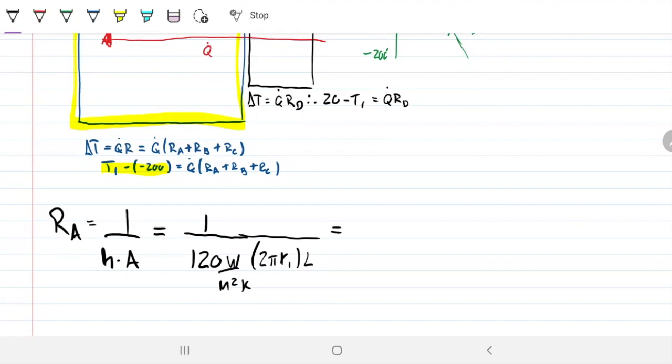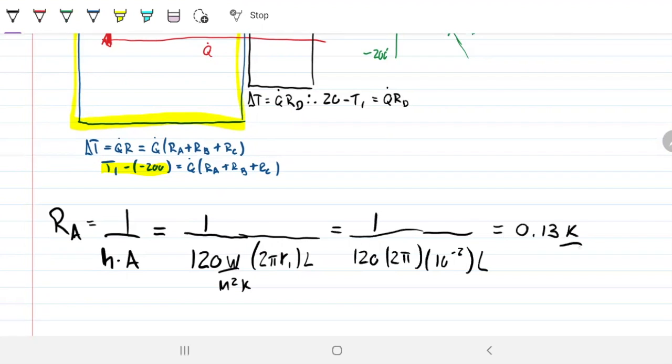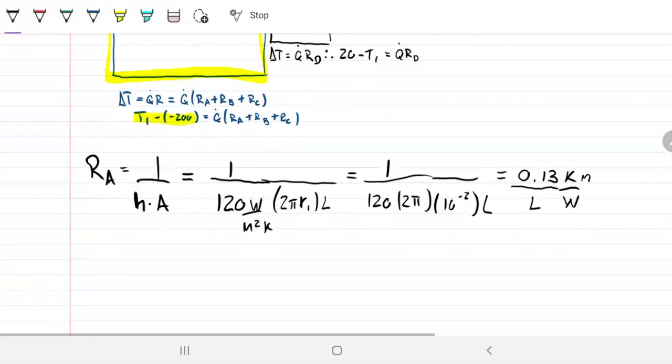Plugging in the number, so let's do 1 over 120, 2 pi, and then this is 10 to the minus 2, in L. So this will be 0.13 Kelvin per watt if we're assuming L to be 1, or Kelvin meter per watt if we are not. So if we're carrying our L there, we're still going to have an L component down here. Whatever rocks your boat, really.